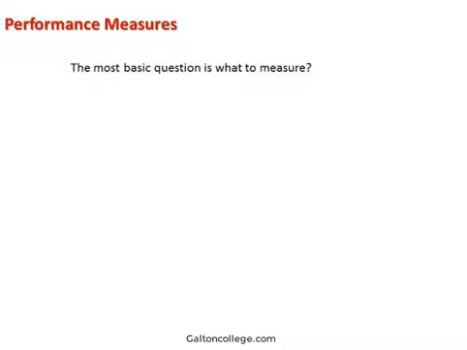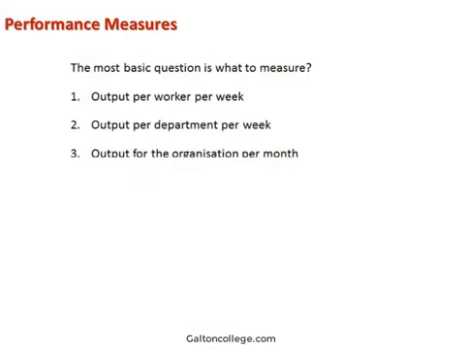The most basic question is what to measure. Output per worker per week, that may be one way of measuring performance, looking at the output per worker per week, the output per department per week, or the output of the organization per month. It's setting up something that can be measured and which will indicate whether a particular policy is being effective or not.